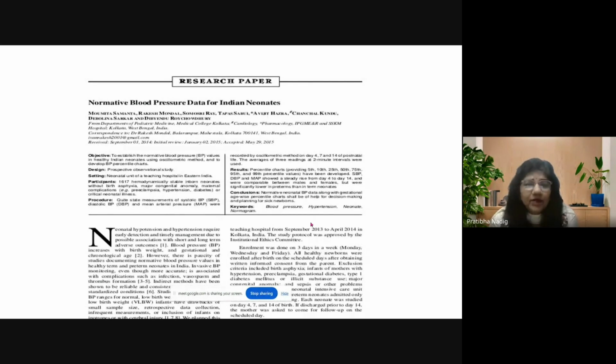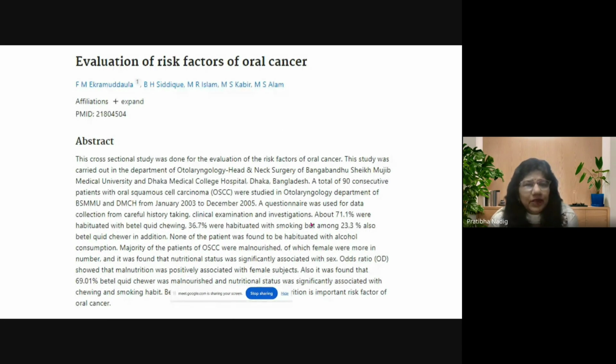That itself can be a very good research. So it could be just measuring the blood pressure across so many newborn patients, and then newborn, not even patients, neonates, and then generate that data, which could be very meaningful for somebody. So that is one. Or it could be just simple evaluation of risk factors for oral cancer.